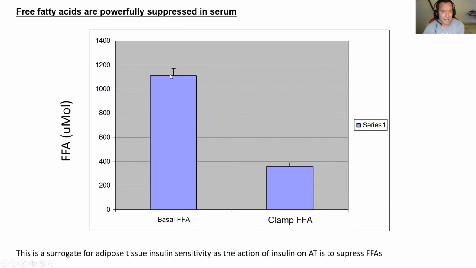So we go from about 1100 micromoles in the fasted state, which is a fairly standard value, and then under the full clamp setting, we drop down to about 300 to 400 micromoles. So we have about a threefold reduction in free fatty acids. This is a surrogate for adipose tissue insulin sensitivity, as the action on AT is to suppress free fatty acids. If you have adipose tissue insulin resistance, then this suppression will be less.